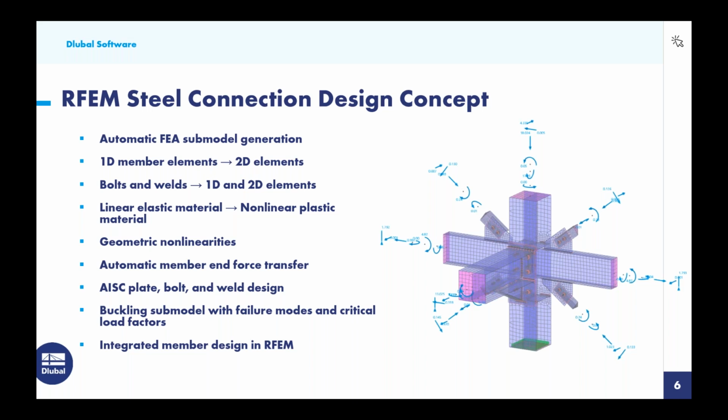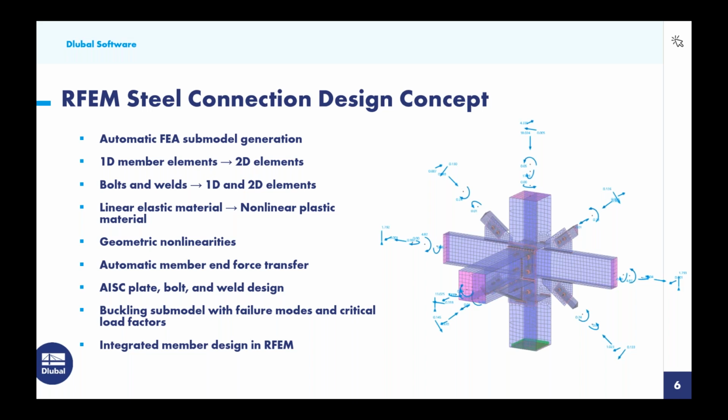Now, we typically would model our steel structure with a linear elastic material. The program will automatically convert this linear elastic material to a nonlinear plastic material. So we'll be able to account for the yield strength of these steel materials themselves. We also will have some geometric nonlinearities that are automatically created.